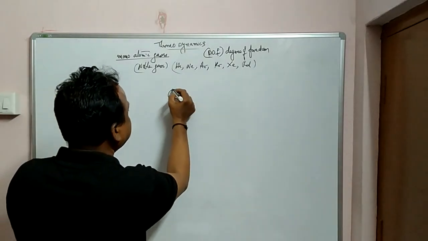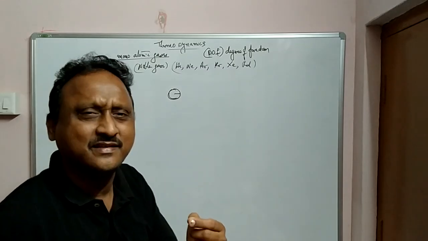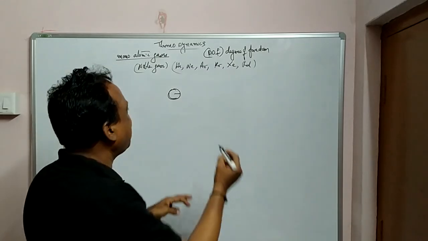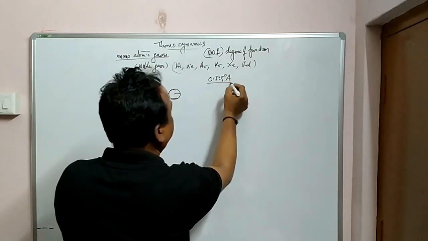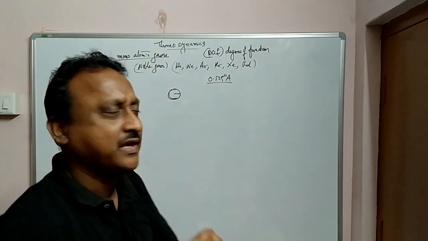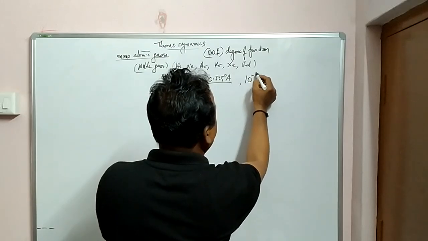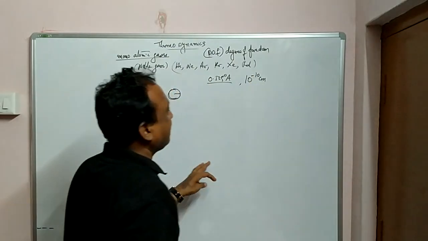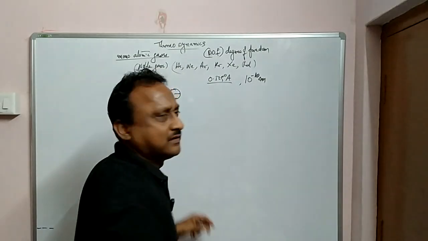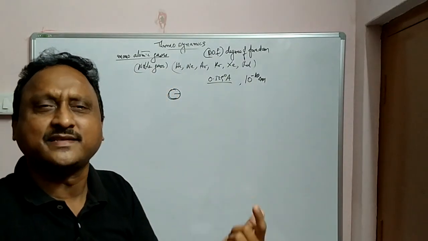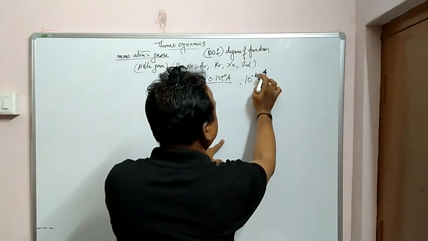Mono means single atom, and you know the radius is very small, around 0.529 angstroms. What is 1 angstrom? 10 power minus 10 meters, or 10 power minus 8 centimeters. Okay?